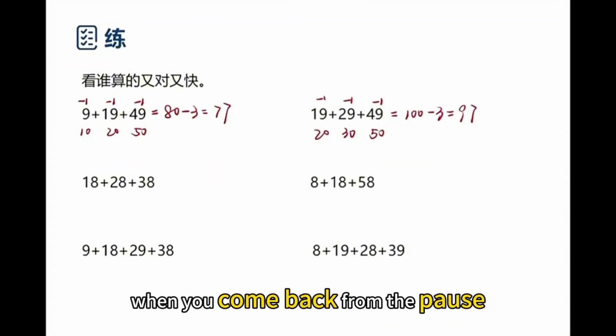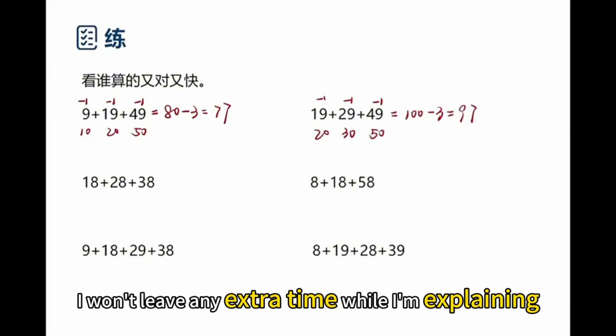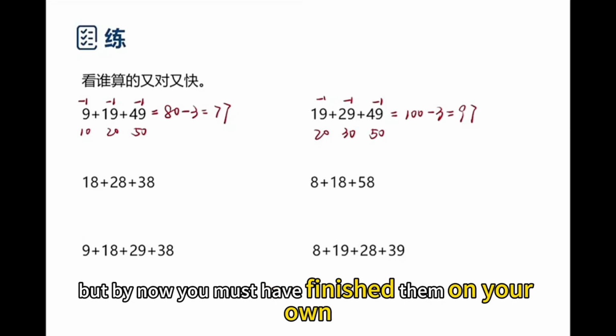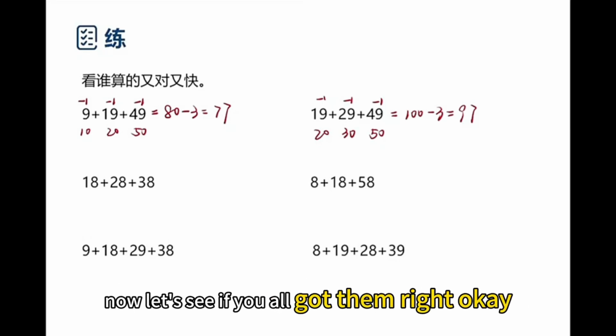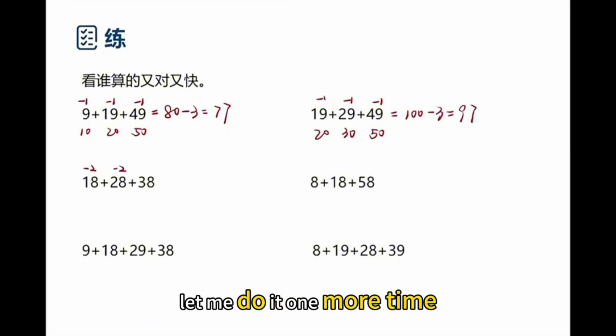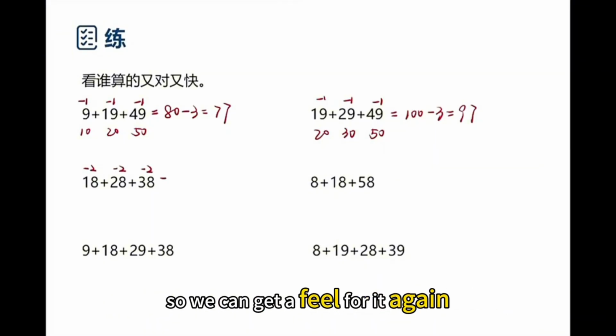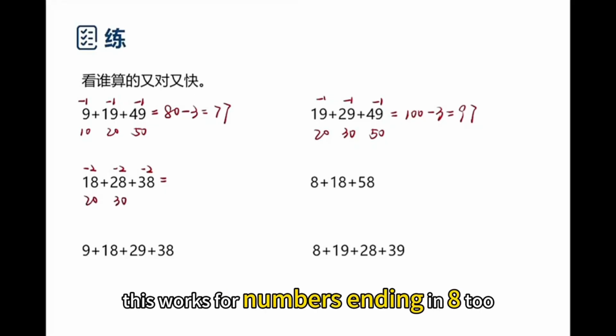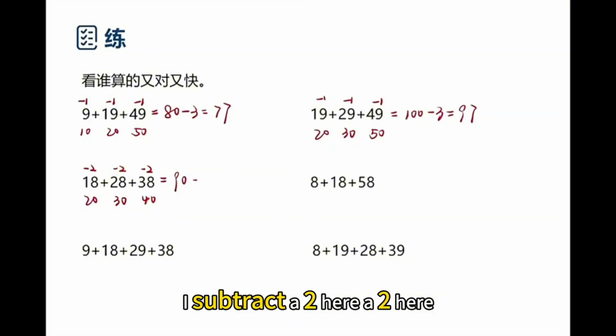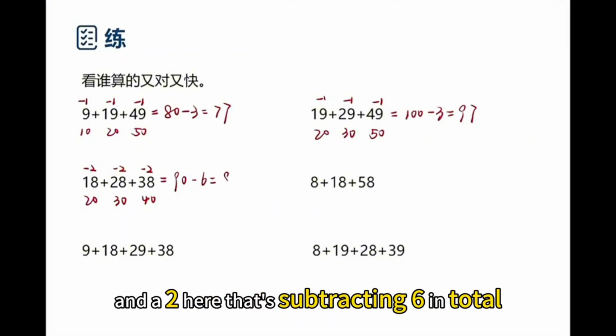When you come back from the pause, I won't leave any extra time while I'm explaining. But by now, you must have finished them on your own. Let's see if you've grasped this feeling. Now let's see if you all got them right, okay? Let me do it one more time, so we can get a feel for it again. 18 plus 28 plus 38. You see, this works for numbers ending in 8 too. I subtract a 2 here, a 2 here, and a 2 here. That's subtracting 6 in total.